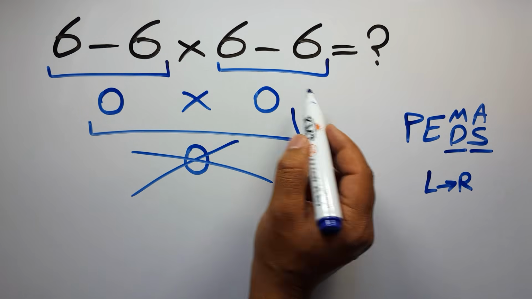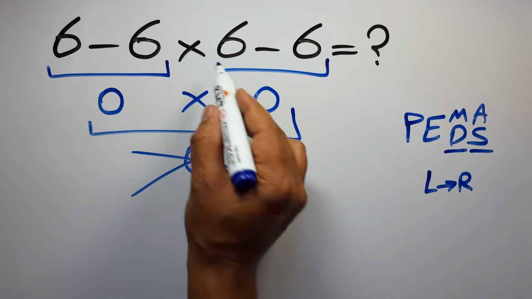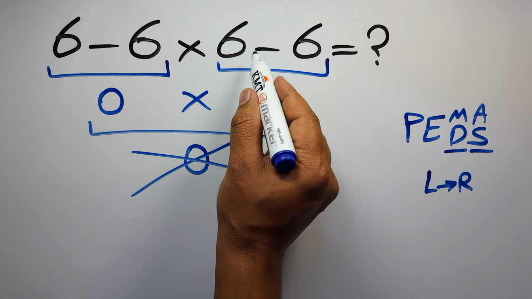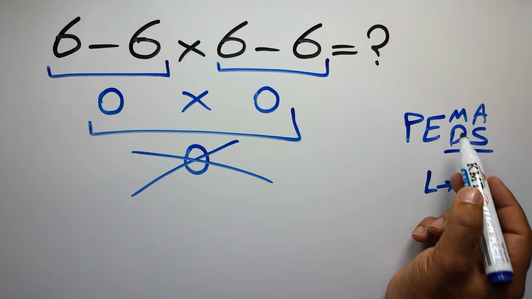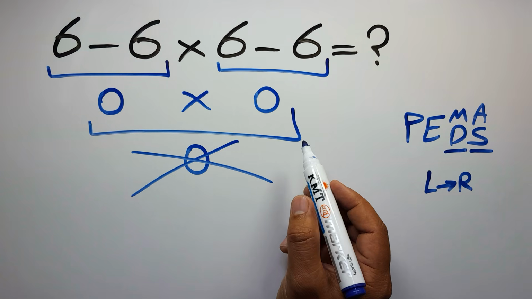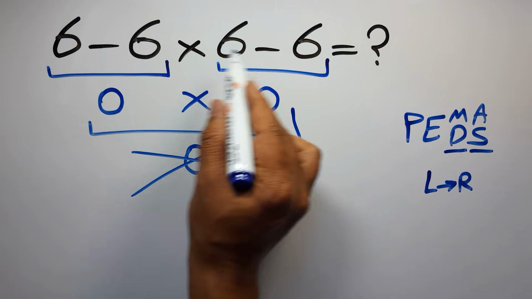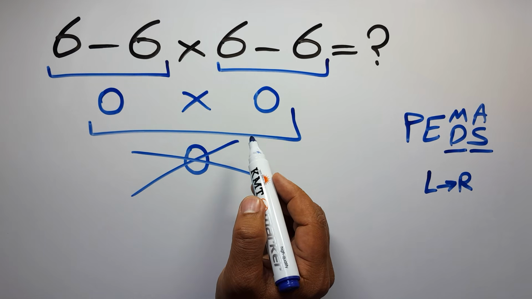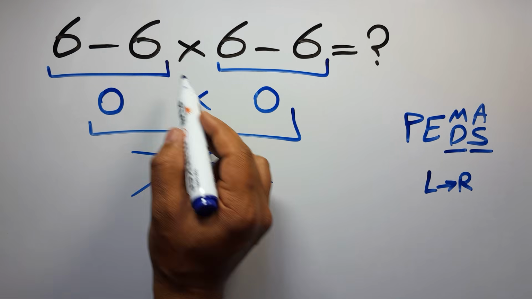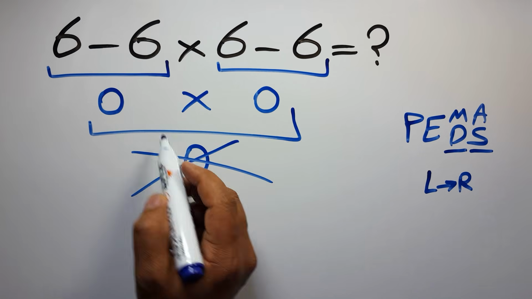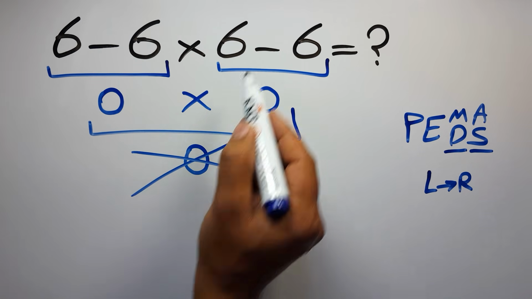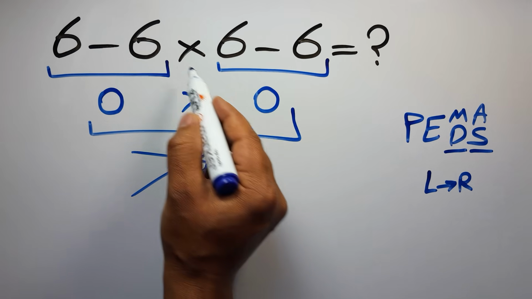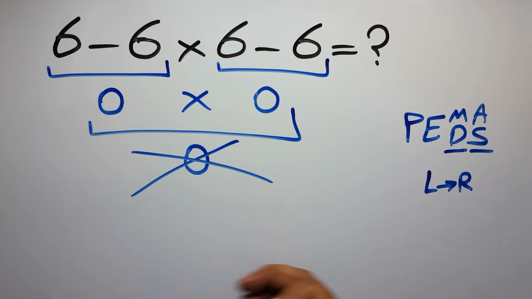In this expression, we have two subtractions and one multiplication. According to PEMDAS, multiplication has higher priority than subtraction because multiplication comes before subtraction. And when we have more than one subtraction in an expression, we have to work from left to right. So therefore, first we have to do this multiplication, then this subtraction, and finally this subtraction. If we do this subtraction or this subtraction before this multiplication, it is wrong.